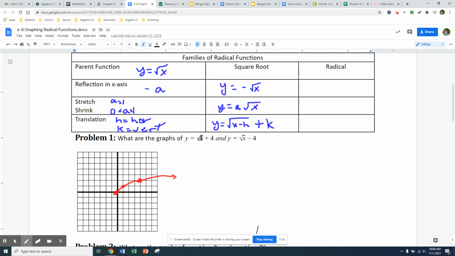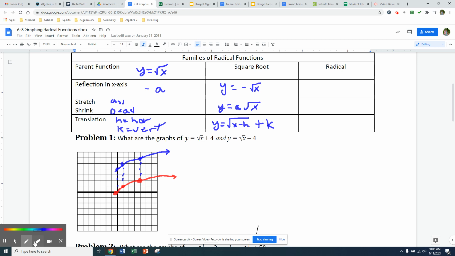If I do the square root of x plus 4, that's going to shift my graph up 4. So each of these points is going to go up 4, and up 4. And then there would be my new graph produced, shifting it up 4. So we're going to start looking at those patterns as we did in the other functions, to see how the h and the k move my graph around, up and down, and so forth.